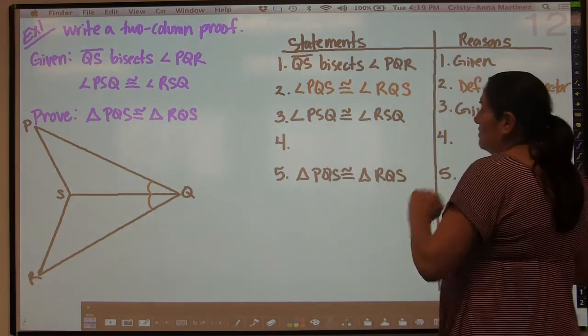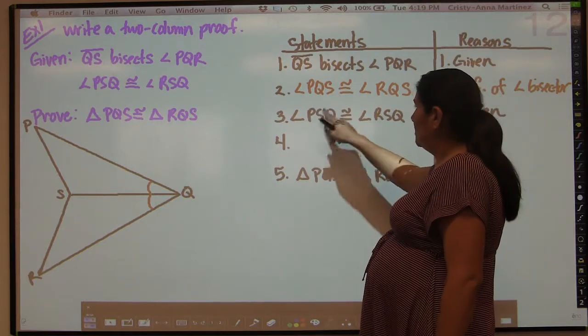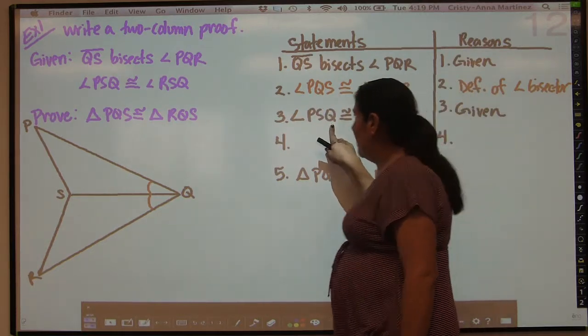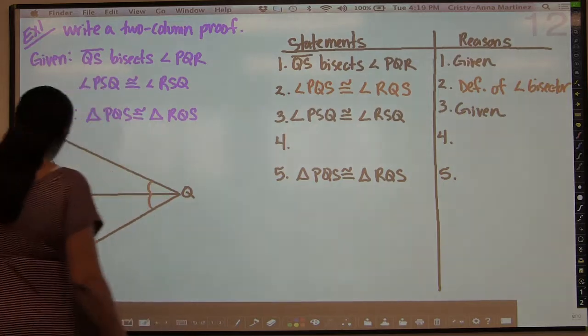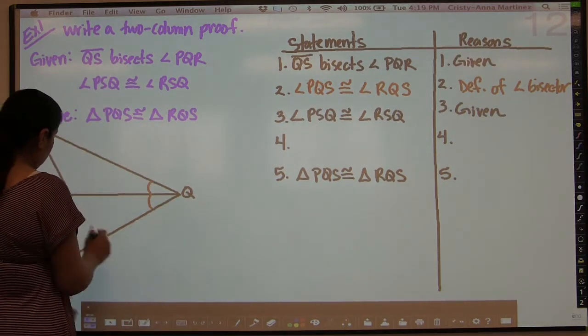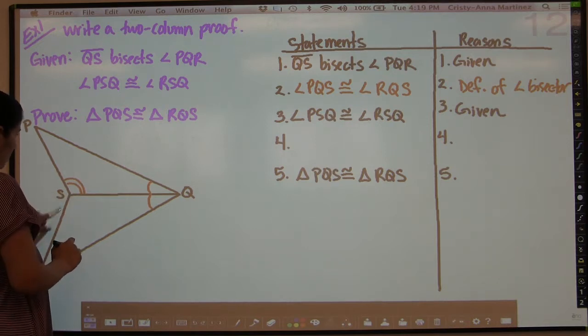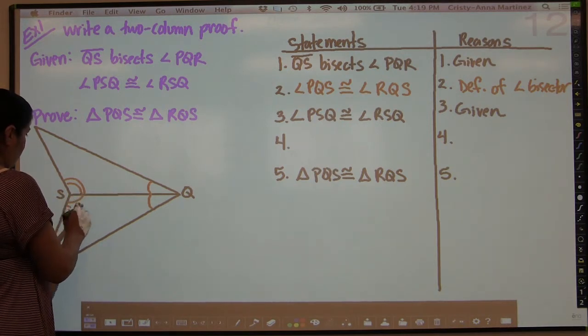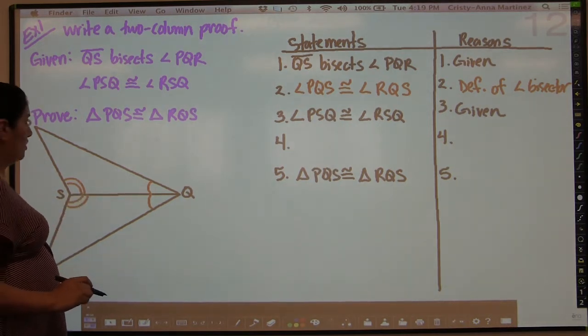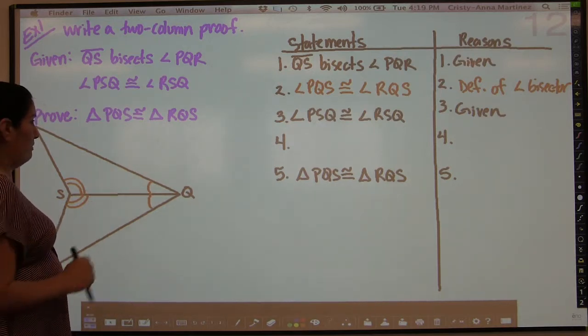Then the second given statement is not PQS, but PSQ. So it is angle PSQ. So here's P to S to Q, so that's this angle right here, is congruent to RSQ, so that's this angle here. So now those two angles are congruent, and that was given. So I've already got that in my proof.